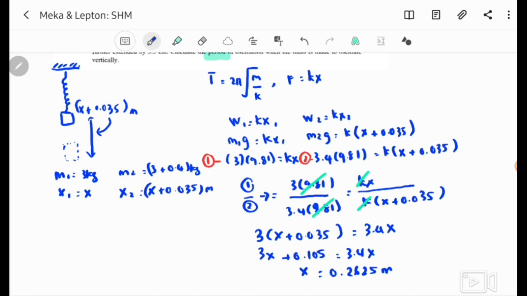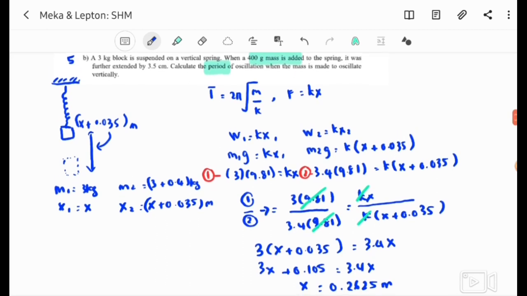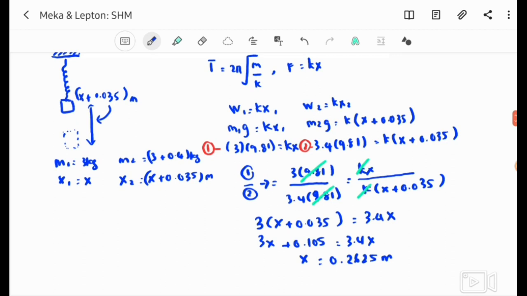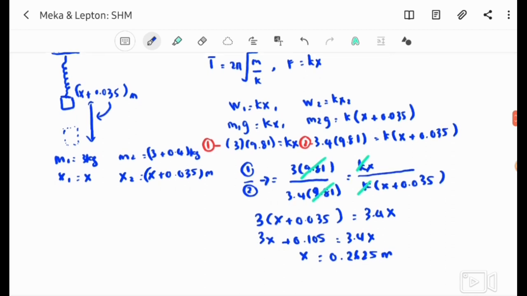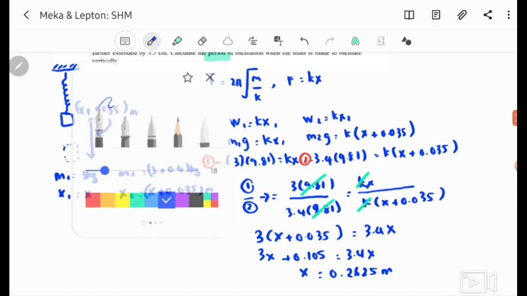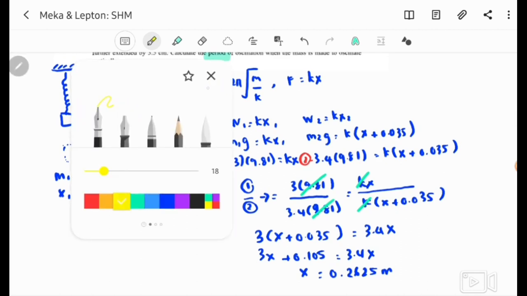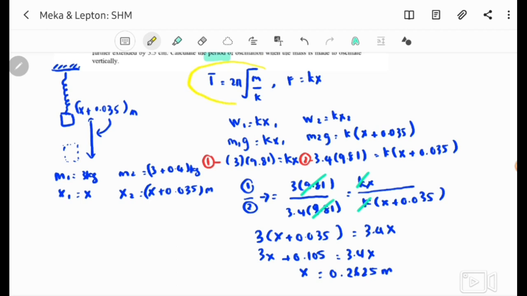Okay, so the objective of the question is to find the period, not x. So what do we do? We want to find T, and substitute into our equation. We need to find k. So how to find k? We have two equations here, so we use this one. Let's try using that.